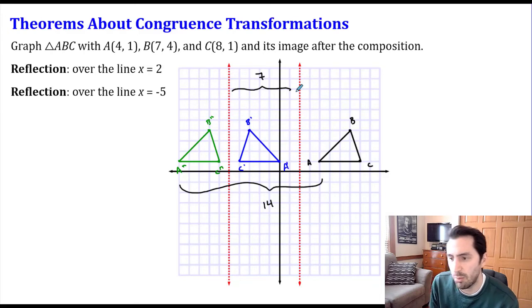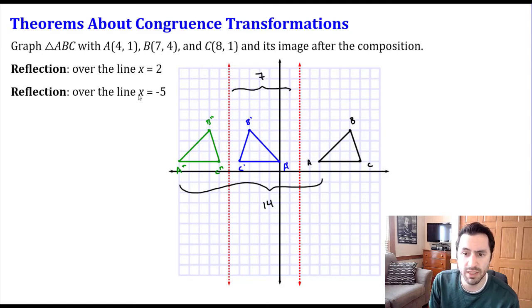Also, our path here that we're translating, we're going directly to the left. It's a horizontal translation, which happens to be perpendicular to the lines of reflection. So that's our first theorem. A double reflection over parallel lines is the same as a translation.